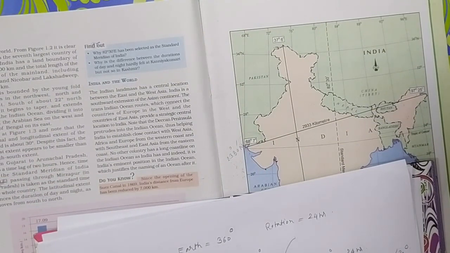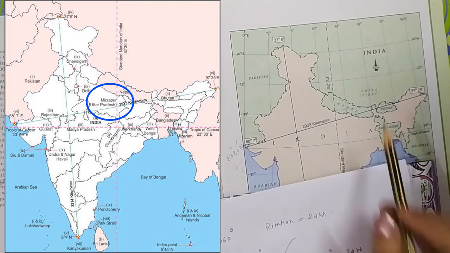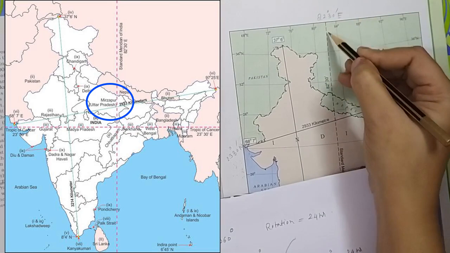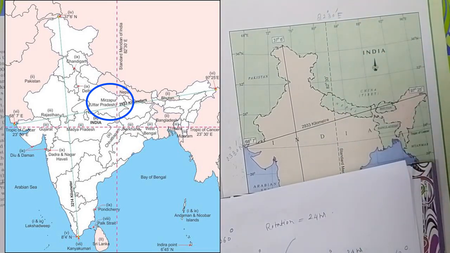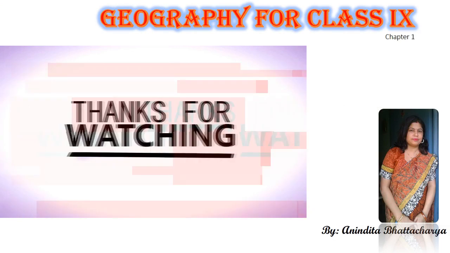Okay, so remember, the time along the standard meridian of India, 82 degree 30 minute east, passing through Mirzapur, Uttar Pradesh, is taken as the standard time for the whole country. So this longitude has been chosen as our standard meridian. The latitudinal extent influences the duration of day and night as one moves from south to north. Okay, so that's enough for today's class. Next class we will discuss the rest of the portion.